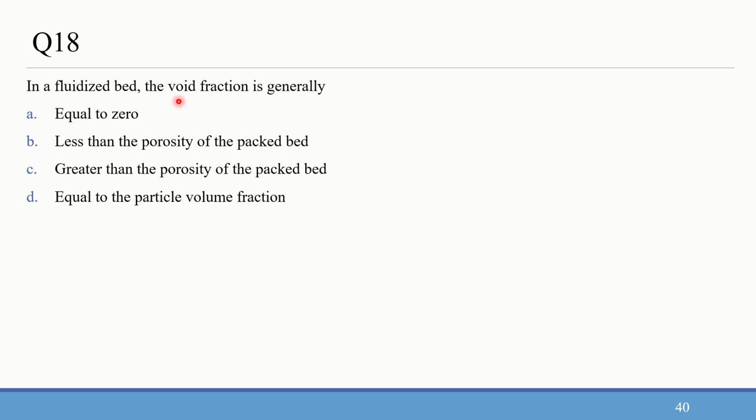In a fluidized bed, the void fraction is generally greater than the porosity of the packed bed. I hope you are able to imagine or visualize that the void fraction in the packed bed is generally lower than the void fraction in the fluidized bed. Why? Because the height the particles occupy in the packed bed is generally lower. In the packed bed it is fixed, whereas in the fluidized bed it keeps on increasing with respect to the regimes of fluidization. So the answer is option C, greater than porosity of the packed bed.